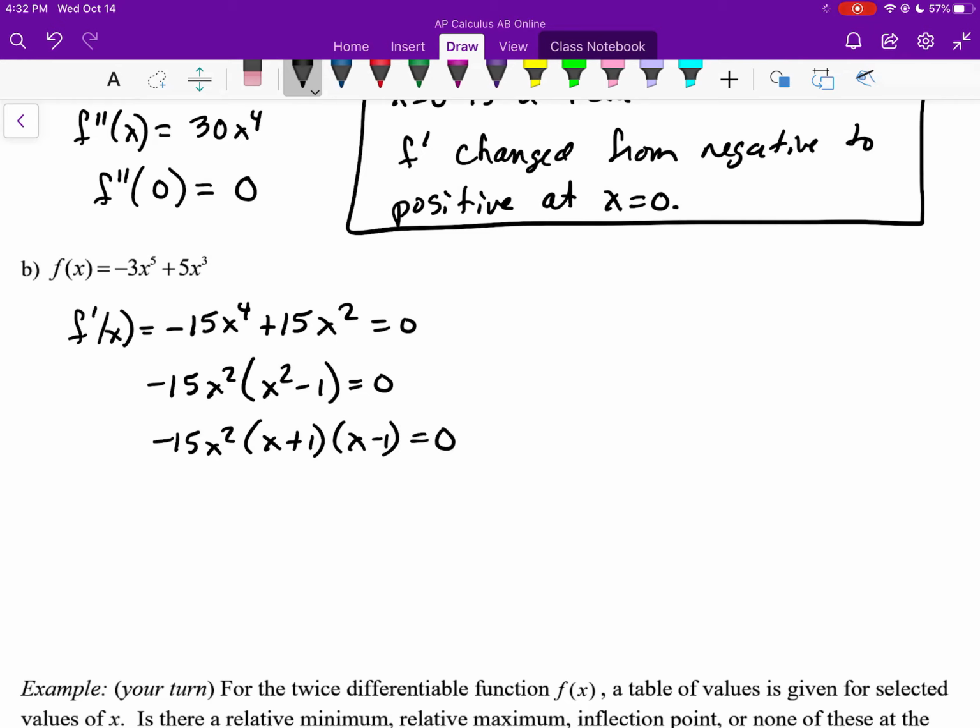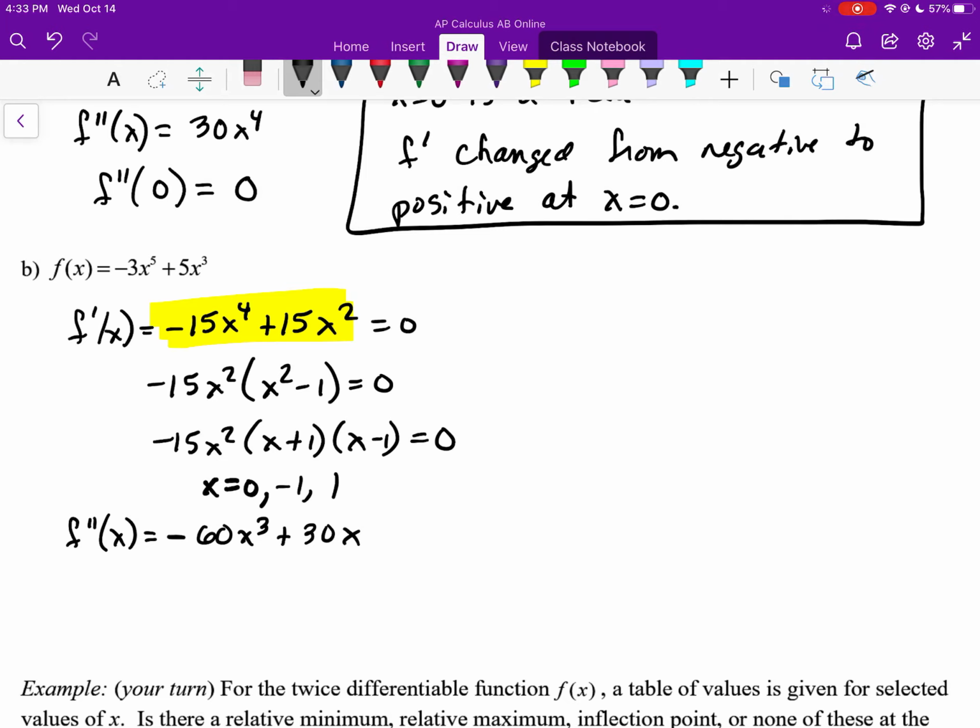And so when does this equal 0? This equals 0 when x is equal to 0, negative 1, or positive 1. And those are the points I want to evaluate with my second derivative once I find my second derivative. I'm going to go back to my first derivative up here, and I'm going to take the second derivative of that. And so what is my second derivative? This is going to be negative 60x cubed plus 30x.